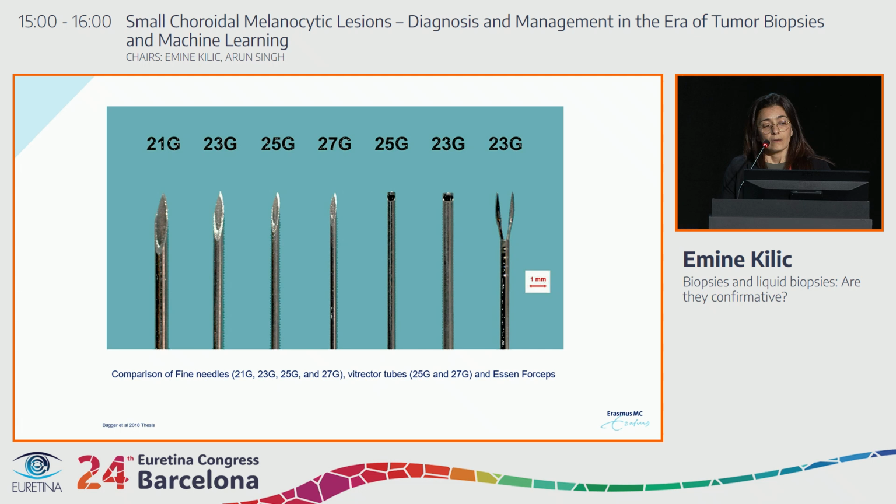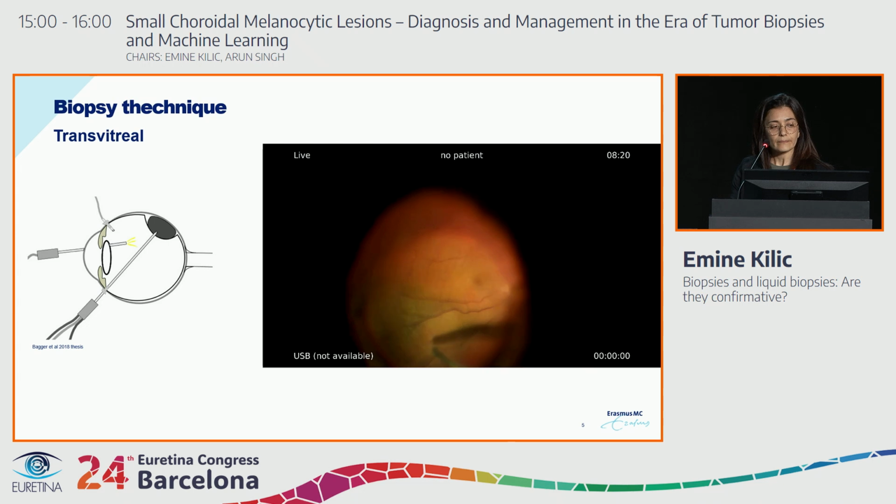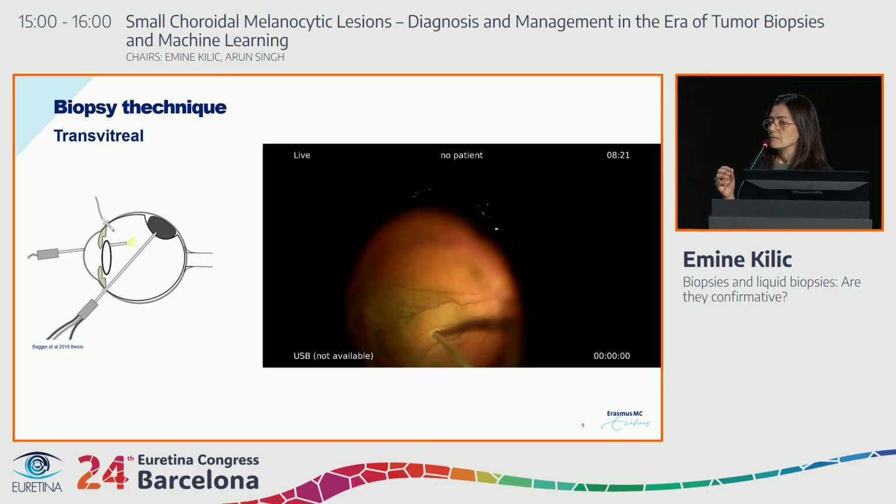So a lot of people do the fine needle aspiration biopsies, which is a needle, but we also have the forceps for it, but we can also do it transvitreally with a vitreous cutter. And what I will do myself when I have a posterior pole tumor which I can reach, I'm more comfortable doing transvitreal biopsy with a vitrector.